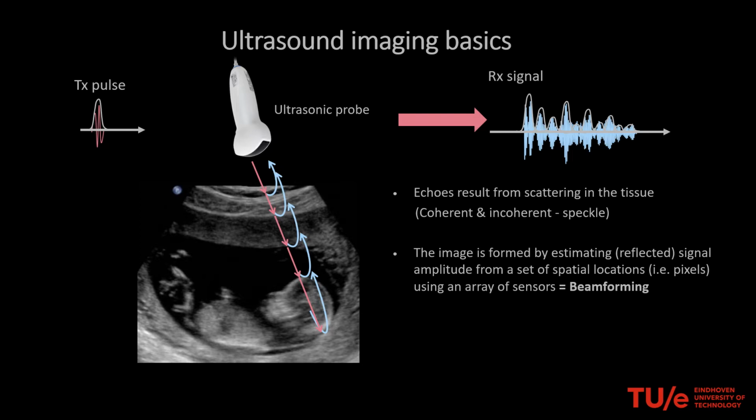And the image is finally formed by estimating reflected signal amplitude locally from a set of spatial locations, pixels, right, using an array of sensors. And that is called beamforming, right? So we use this array of sensors not only to boost the SNR of the individual channels, the individual signals, but also to focus our energy and probe literally spatially the acoustic energy that's reflected from spatial regions. And the better you can do that, the better your imaging is.